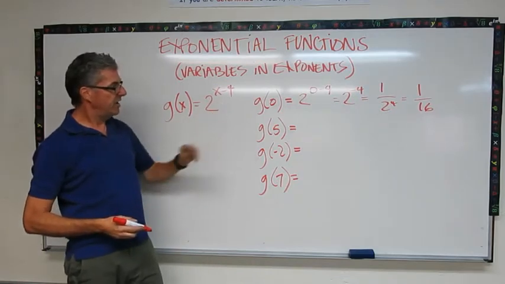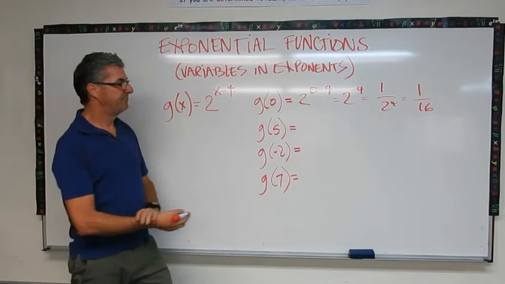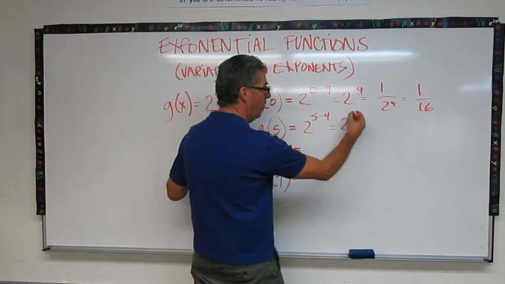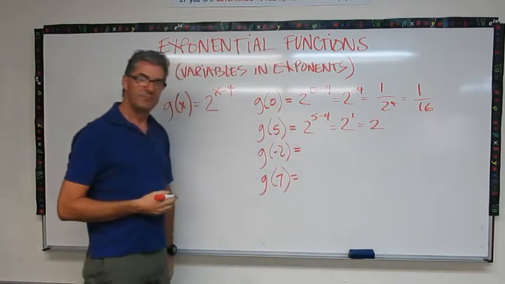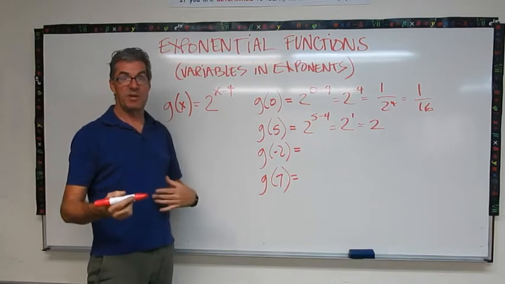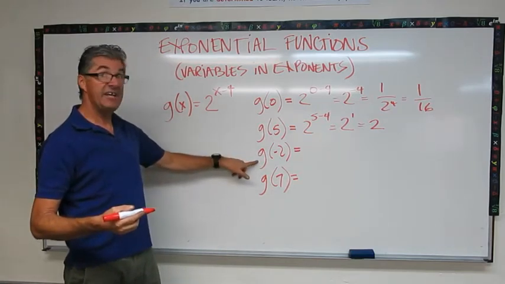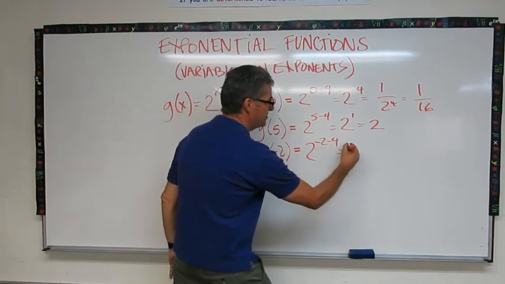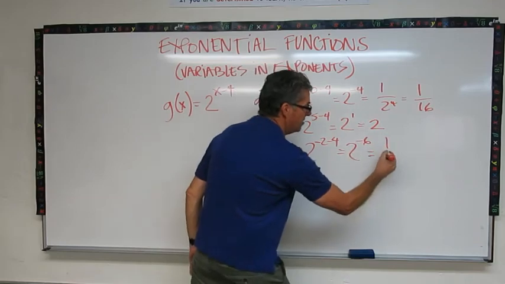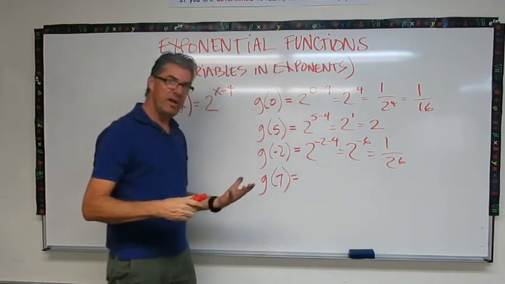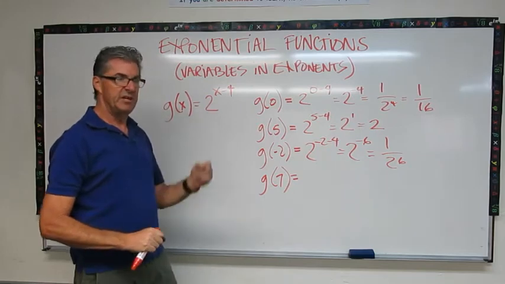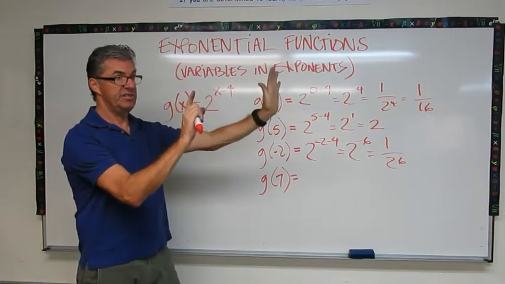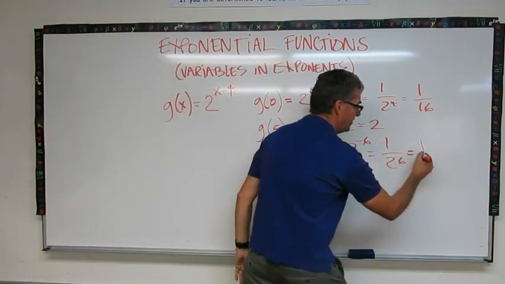Okay? So try g of 5. It's going to be 2 to the 5 minus 4, which is 2 to the 1, which is just 2. Okay? So I think you're probably getting a hang of how these exponential functions work. Let's try g of negative 2. That's going to be 2 to the minus 2 minus 4, which is 2 to the minus 6, which is 1 over 2 to the 6. Now you can pull out your calculator, but the doubling function is pretty easy. 2, 4, 8, 16, 32, 64. So that's 1/64.